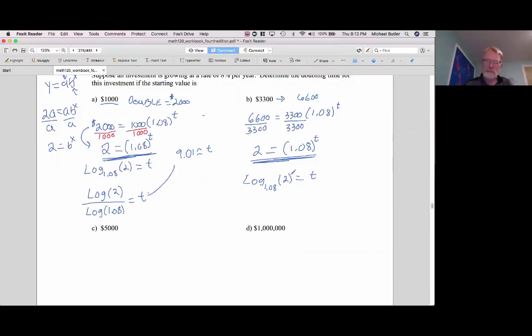And if you think about it, it starts to make a little bit of sense, because what you really want to know is what turns that into a 2, because that's 2 times the initial amount, isn't it, right? In this case, it does not matter what your initial amount is. The time is always going to be 9.01. So in every one of these, t is approximately 9.01.